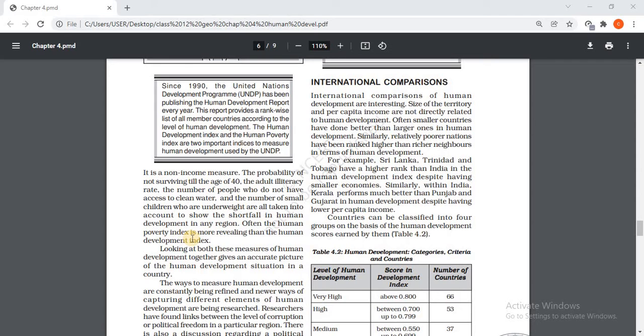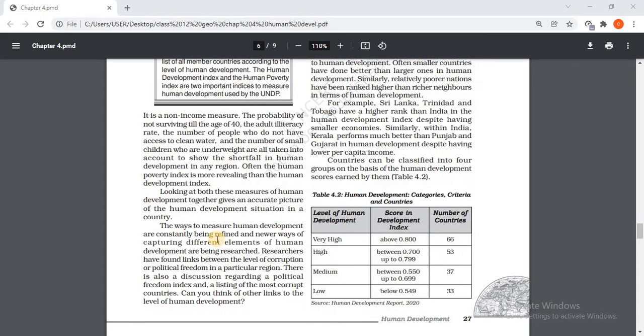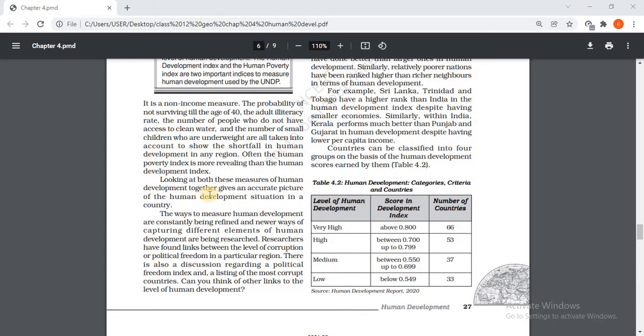Often the Human Poverty Index is more revealing than the Human Development Index. Looking at both these measures of human development together gives an accurate picture of the human development situation in a country. The ways to measure human development are constantly being refined, and newer ways of capturing different elements of human development are being researched.